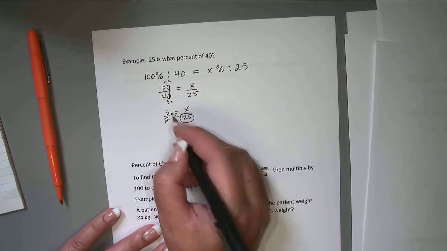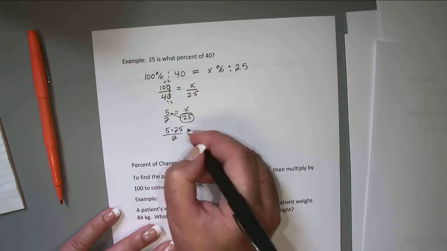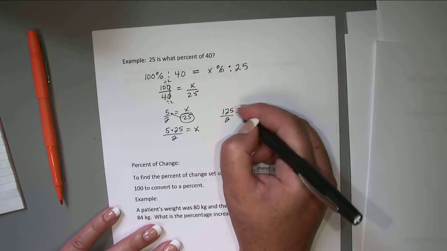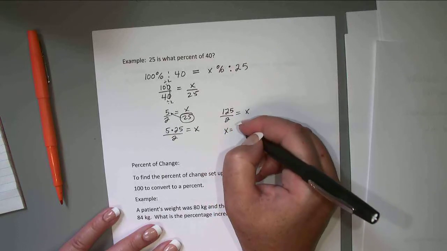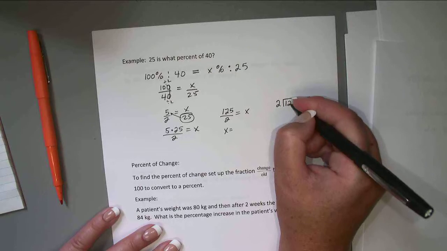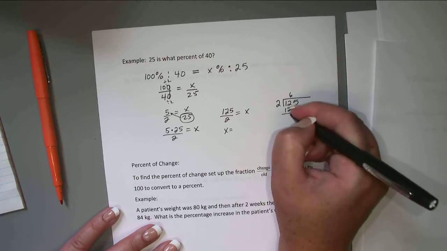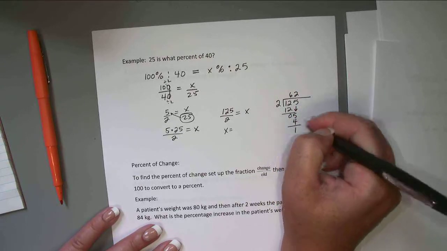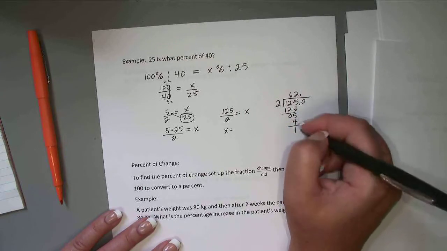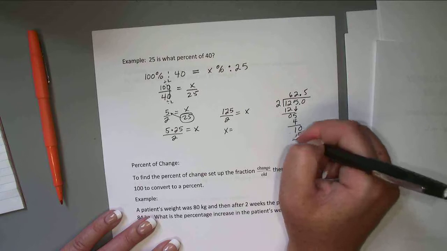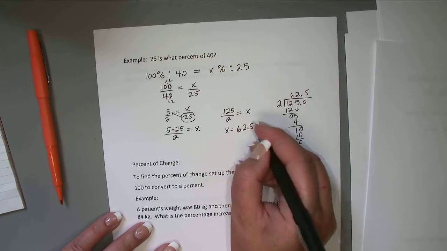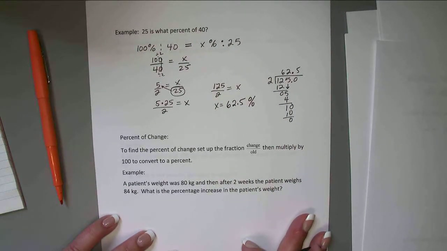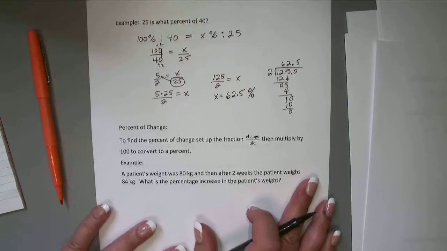Cross multiply, 5 times 25 divided by 2. 5 times 25 is 125, divided by 2 is 62.5. 2 into 12 is 6. Bring down the 5. 2 into 5 is 2. And 0, 2 into 10 is 5. And there's no remainder, so we don't need to keep going. So 62.5%. Okay, so this is called a percent equation. It's a proportion, but it contains a percent.